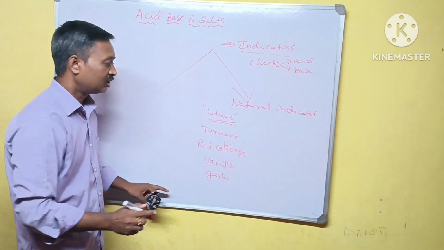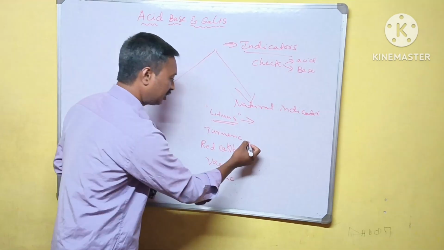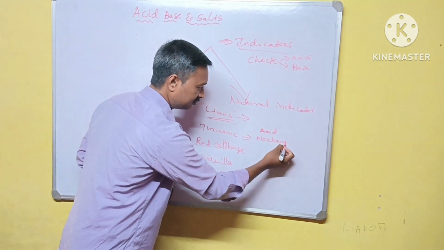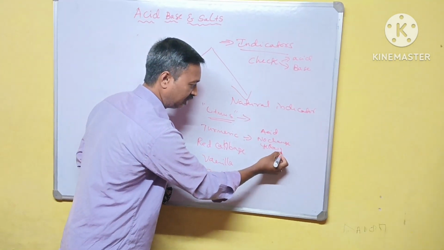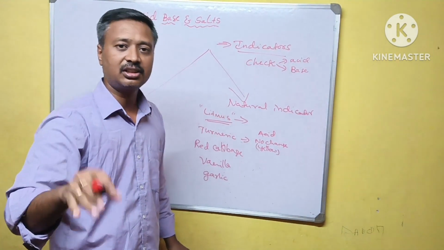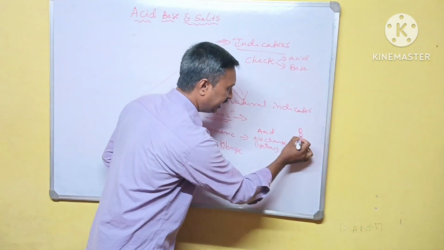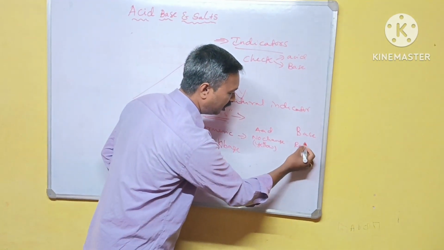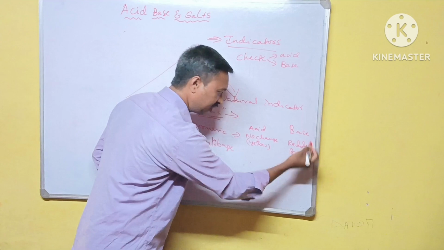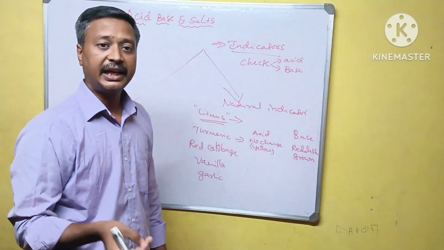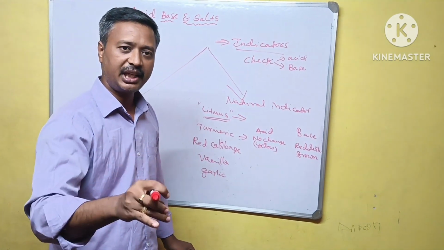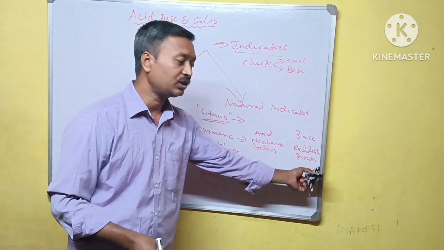Any doubt? So, litmus paper I already told you. Turmeric with acid, no changes. You know the color of the turmeric is yellow. If you pour an acid on the turmeric, no changes. If you pour a base, it changes to reddish brown. They can ask you a question: what happens when acid is poured on turmeric? No changes, yellow color. What happens if you pour a base on turmeric? It converts to reddish brown.